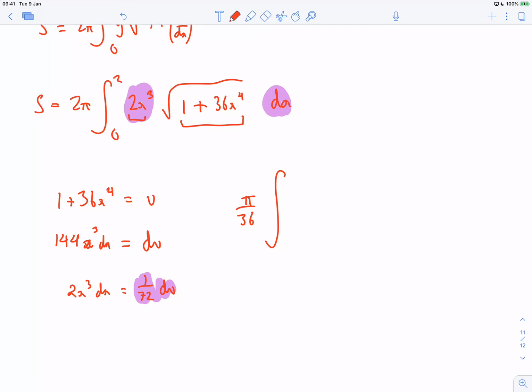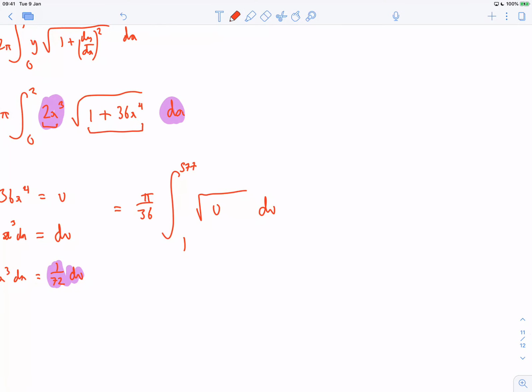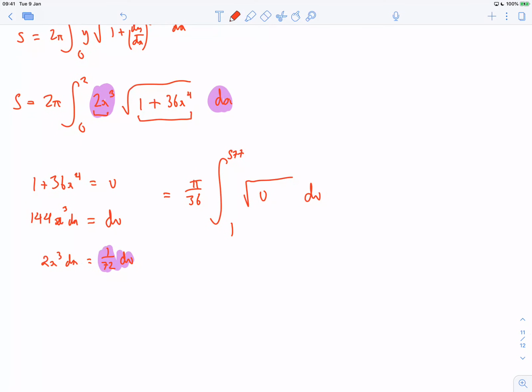When x is 0, u is 1, and when x is 2, 2 to the power 4 is 4 squared, 16 times by 36, add the 1, wow, 577. And then this is going to be the square root of, just u, du. So yeah, the numbers are nastier, but the actual integral is a lot easier now, isn't it?